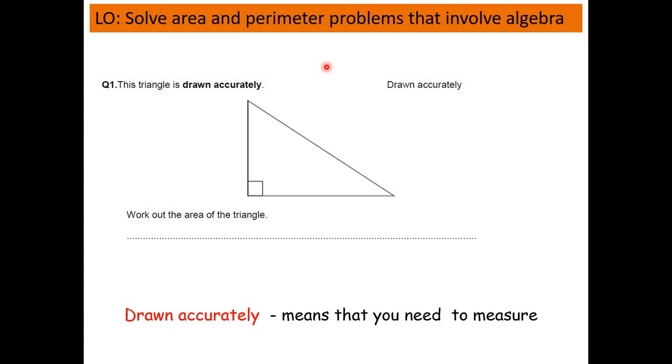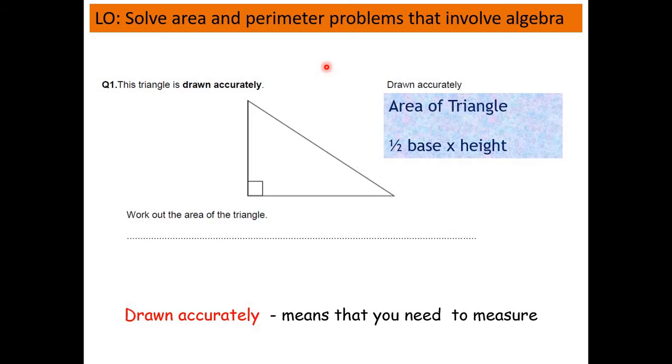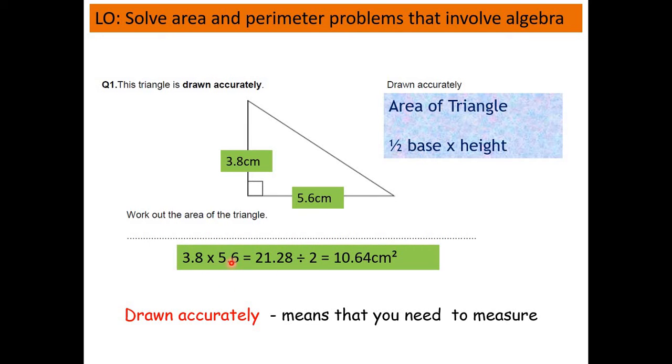Now, that's a little bit hard in a PowerPoint because people's screens are different sizes. So measured on paper, this triangle comes out as 3.8 centimeters height and 5.6 centimeters along the base. So to work out the area, we have base multiplied by height and then divide it by 2. So we have 3.8 multiplied by 5.6. We're going to times them together, which gives us 21.28. And then we're going to divide it by 2, which gives us 10.64 centimeters, because we're measuring in centimeters, squared, because it's area.